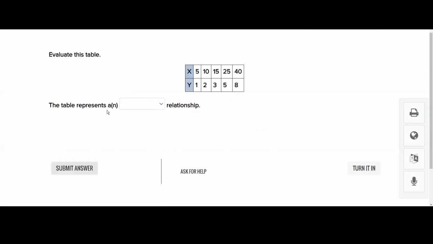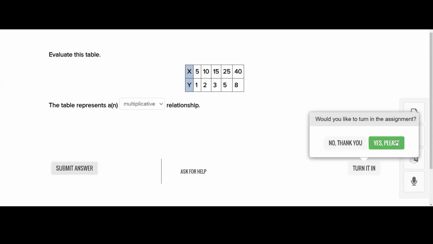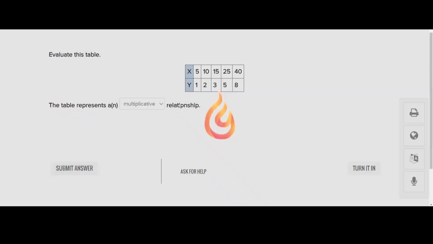Okay. The table represents dash relationship. Is it additive or multiplicative? Check it out. Multiplicative. Multiplicative, that's correct, because you're going to divide it by 5. Divide each one by 5 to get the next y values. So do you want to submit the answer? Submit the answer now. Okay.